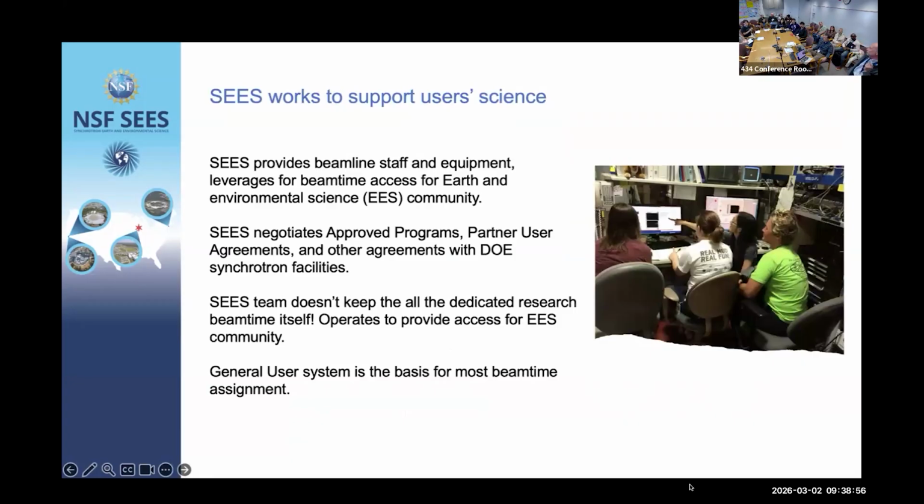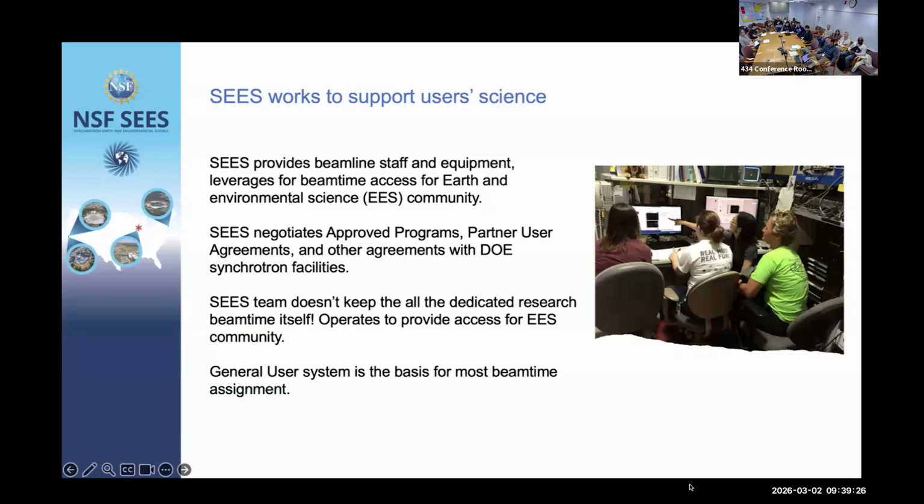The way we work is SEAS funnels NSF support to support beamline scientists and experimental equipment, and we negotiate with the synchrotron facilities, which are operated by the Department of Energy, and we say, well, we're going to invest in this beamline, and in exchange, we would like some sort of preferred access, and the deals vary from place to place.